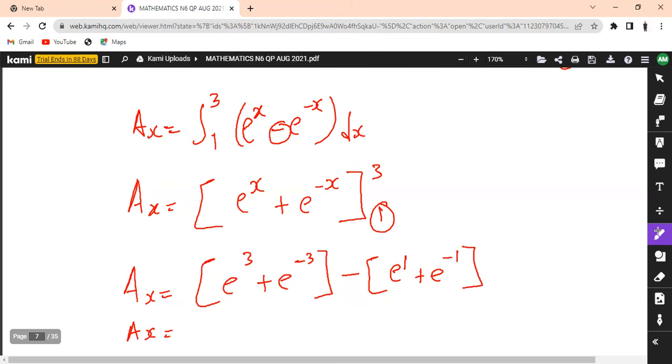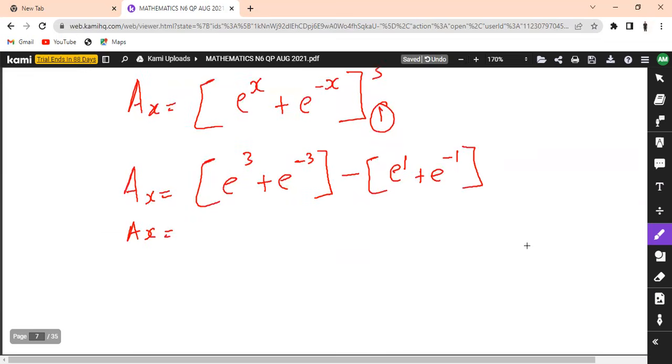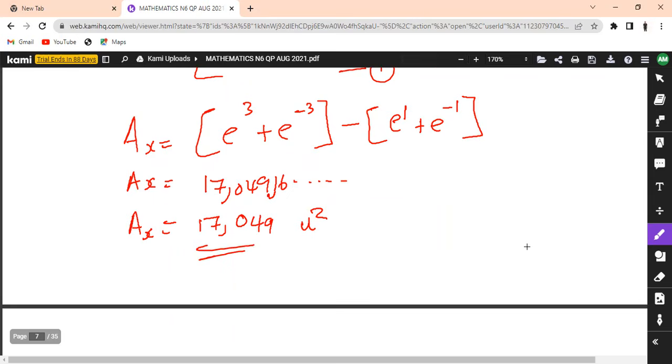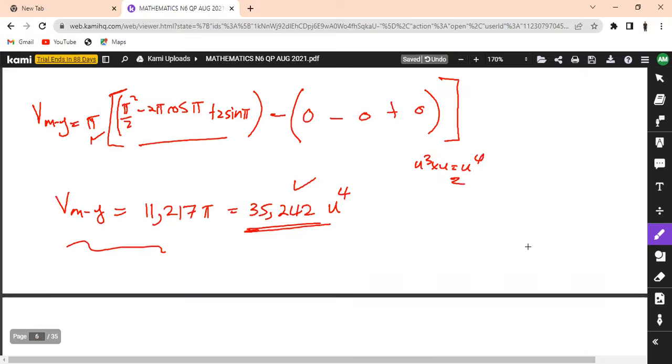So let's simplify the first part and see what you're going to have. All right, from our calculator, guys, everything here is going to give us something like 17.04916. If you round off, this is going to be 17.05. This is area, and you know that area is measured in square units. So you can just write square units, whichever way you want. All right, so that was the area there.